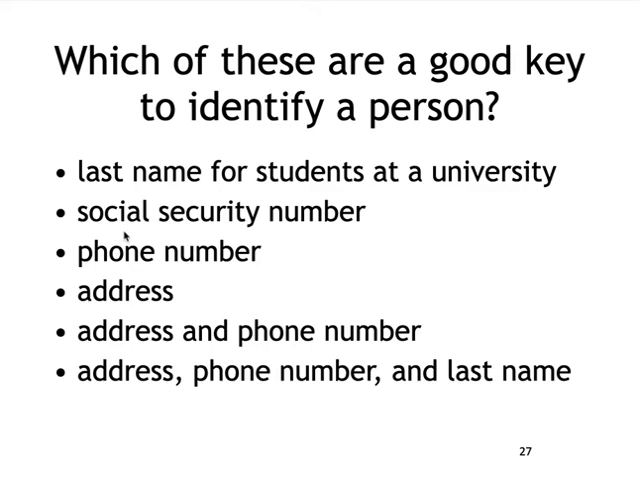The answer is really the social security number. That's the only one. Last name or a phone number might work, although you get multiple people sharing a phone number. It doesn't happen that much anymore, especially in this era of personal phones. So maybe could use the phone number, but not the address, right? Multiple people can live at an address.